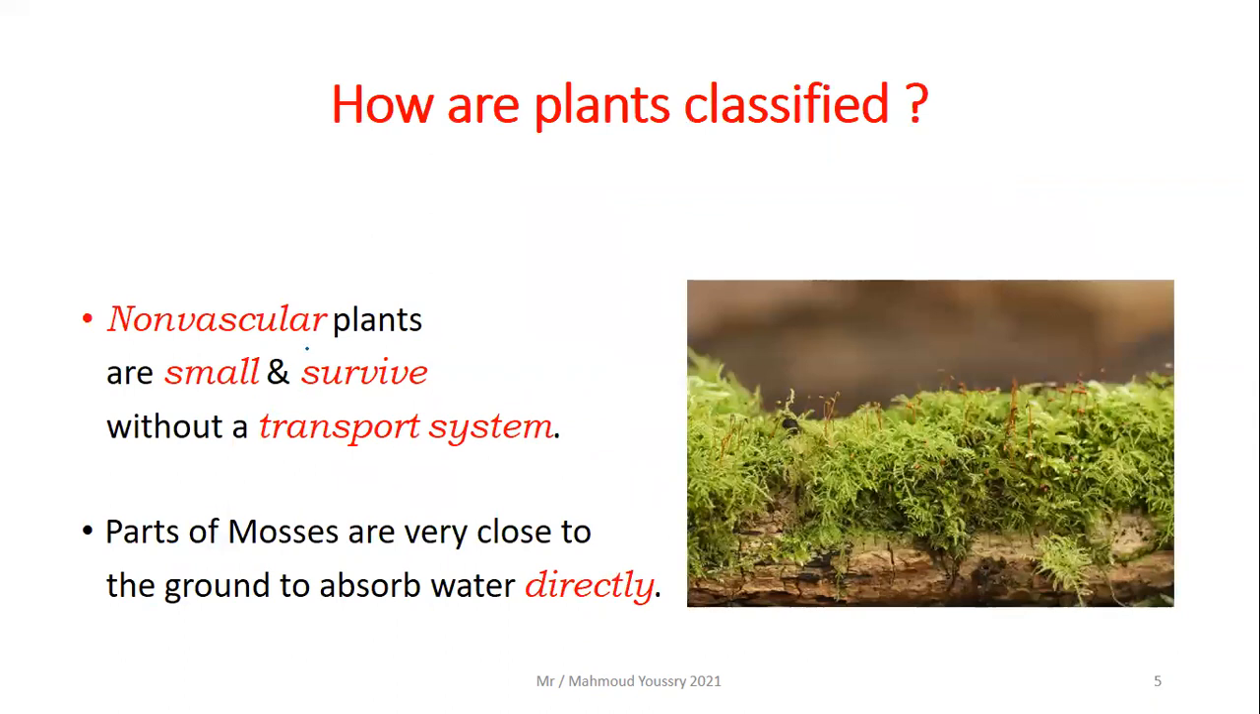Okay, what about the non-vascular plants? Actually, non-vascular plants are small and they survive without a transport system. This is why they are called non-vascular plants. Like these plants here in the picture, these are mosses. Parts of mosses are very close to the ground and they absorb the water directly.